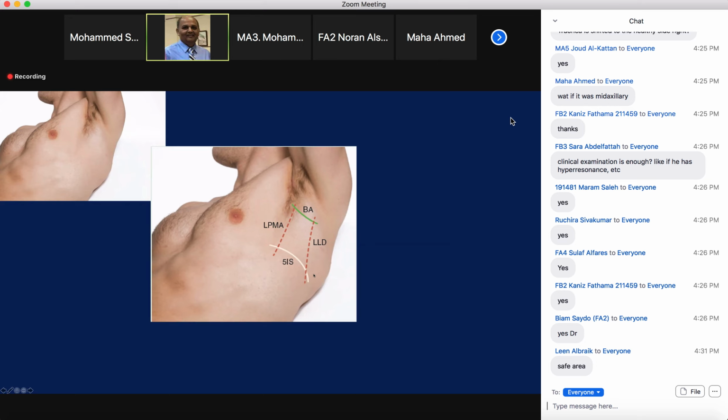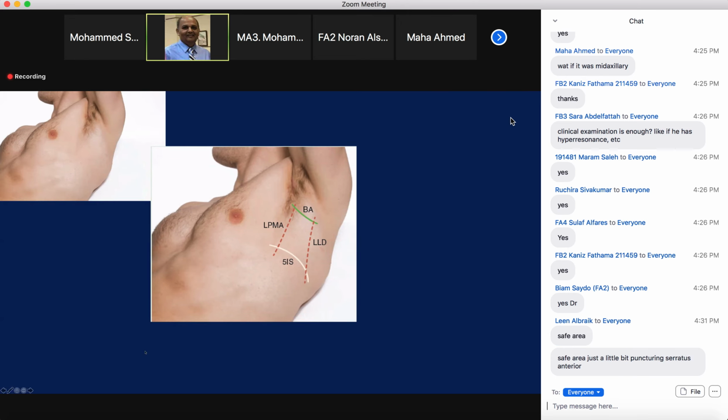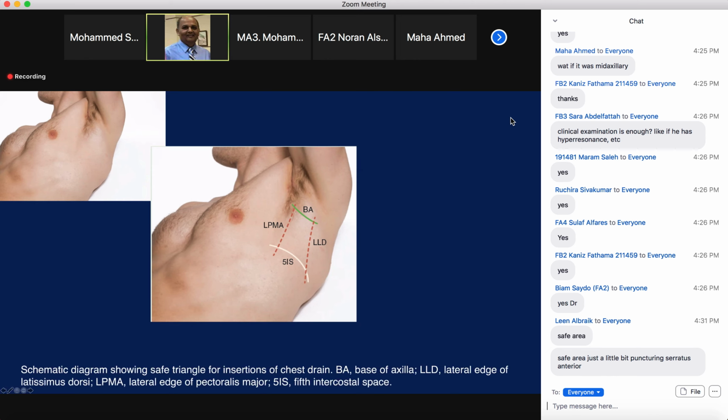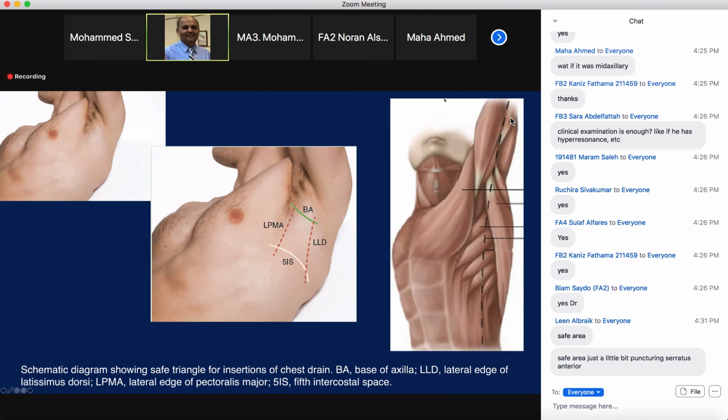Guys, this is all about safety. You may find some books writing the 6th space. It's okay. That's not a big problem. But now let's see further into this image. I like to add something more here, and that something is another image for you.